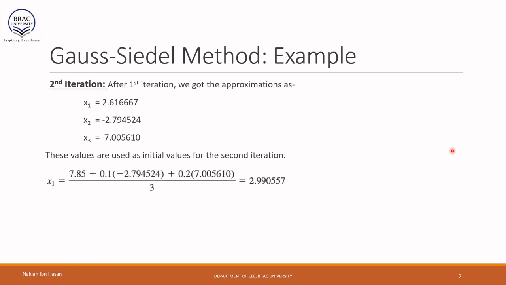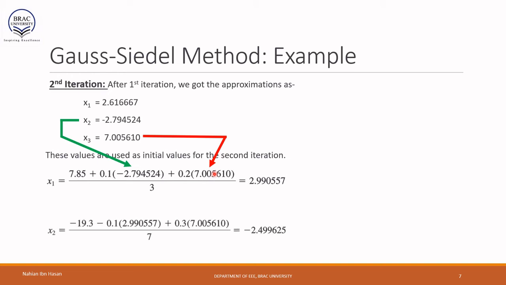Okay. So using these initial values, we can easily determine in the same manner x1, x2, and x3. Since for determining x1, we have not yet calculated the x2 and x3 terms, we are going to use the initial approximations for the second iteration. That means x2 is going to be used here and x3 is going to be used here.